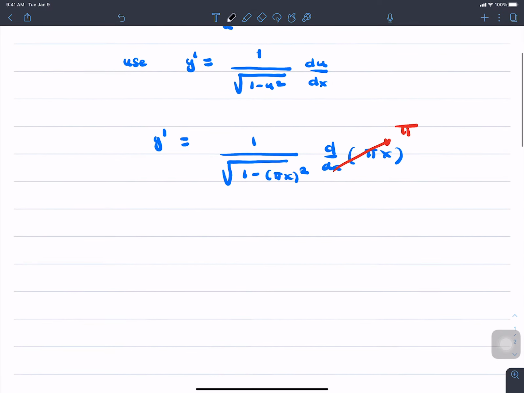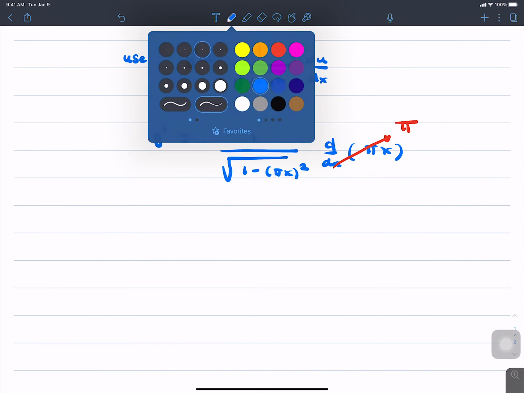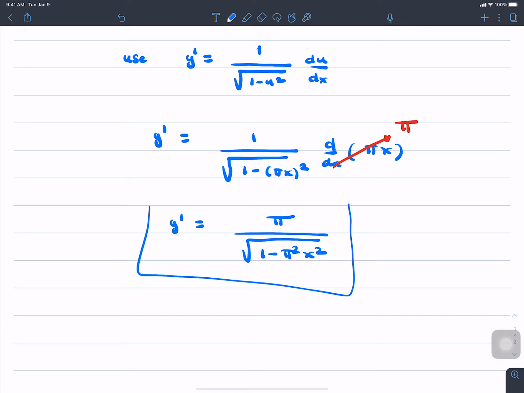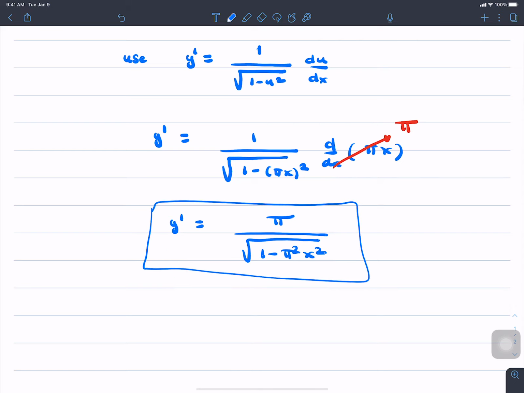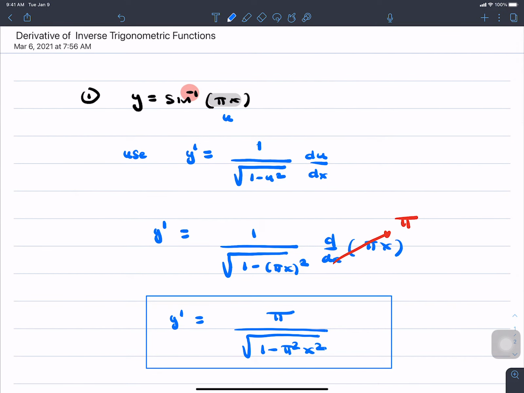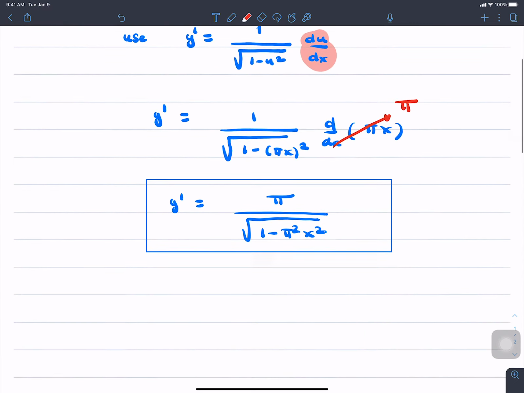So here's a very simple illustration of chain rule. We say y prime now will be pi over the square root of 1 minus pi squared x squared. So this is how we use chain rule with the derivative formula for inverse sine. And that's how we look at that, but don't forget, you always have the chain portion here. That's chain rule. Okay.